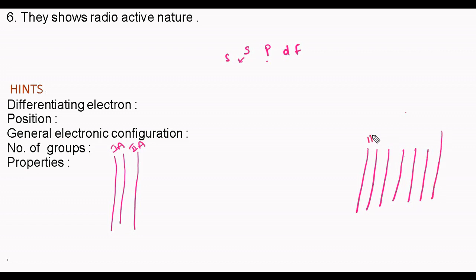This is 13 group or 3rd A. This is 4th A or 14th. This is 5th A or 15th. 6th A or 16th. 7th A or 17th, and this is the 0 group elements. Okay, these are the P block, and this is the S block elements. These P block elements contain all non-metals, metalloids and a few metals. Okay, is it clear?